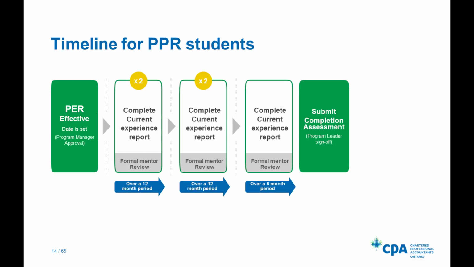It's worth noting that without the 12-month profession assessment, the first time CPA will see a pre-approved program student's experience report is at the end. So help your mentee by reminding them to update their reports and report their mentor reviews in PERT every 6 months.